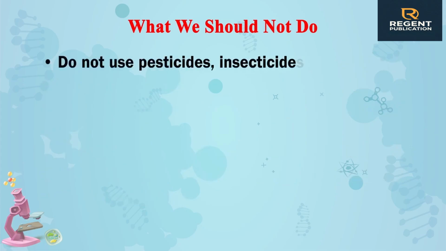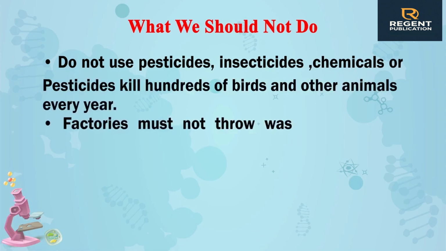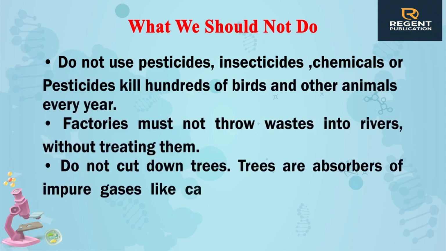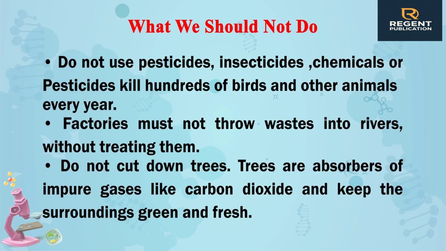Do not use pesticides, insecticides or chemicals. Pesticides kill hundreds of birds and other animals every year. Factories must not throw waste into rivers without treating them. Do not cut down trees. Trees are absorbers of impure gases like carbon dioxide and keep the surroundings green and fresh.